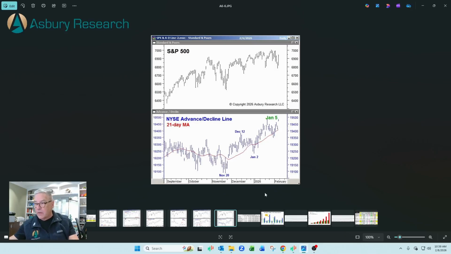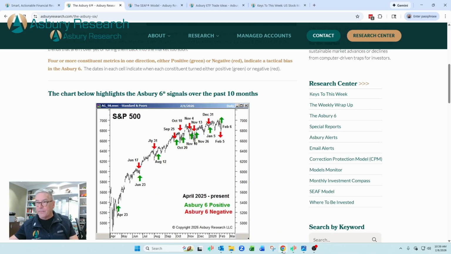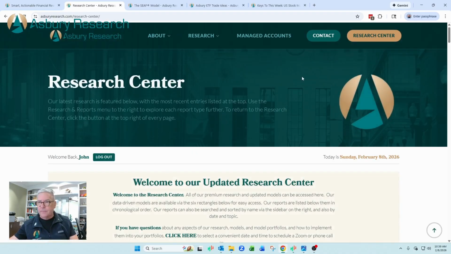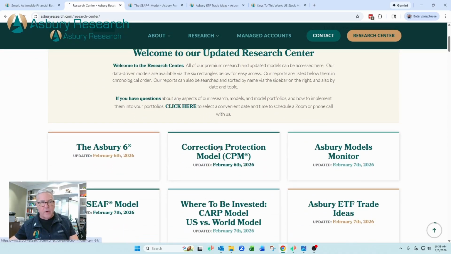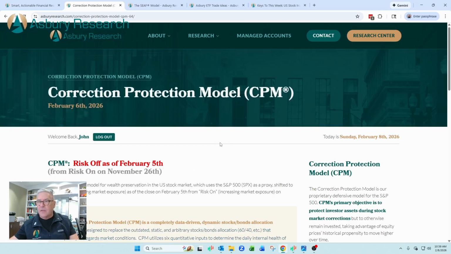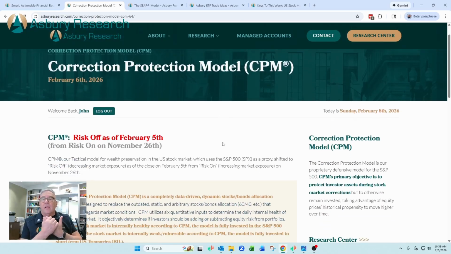The next thing we're going to do is go back to the website and move over to the CPM, the Correction Protection Model. And that is right here. CPM. It moved to risk off as of the close on Thursday. Heading into Monday, it is still risk off.